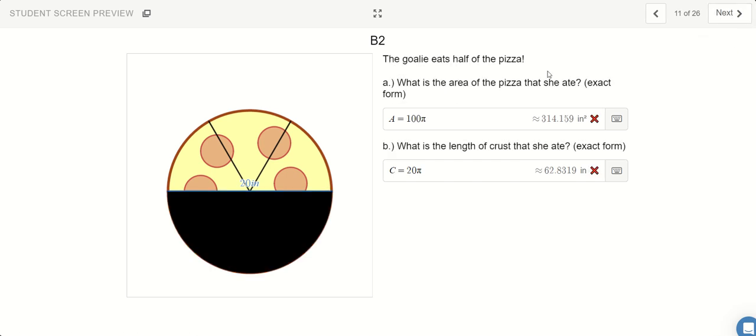Okay, here, using what we know before, we know that the area of the whole thing is 100 pi, and the circumference, the crust of the whole thing, is 20 pi. But if I ate half of it, how much is left? What fraction are we going to need of the whole area to get this second?